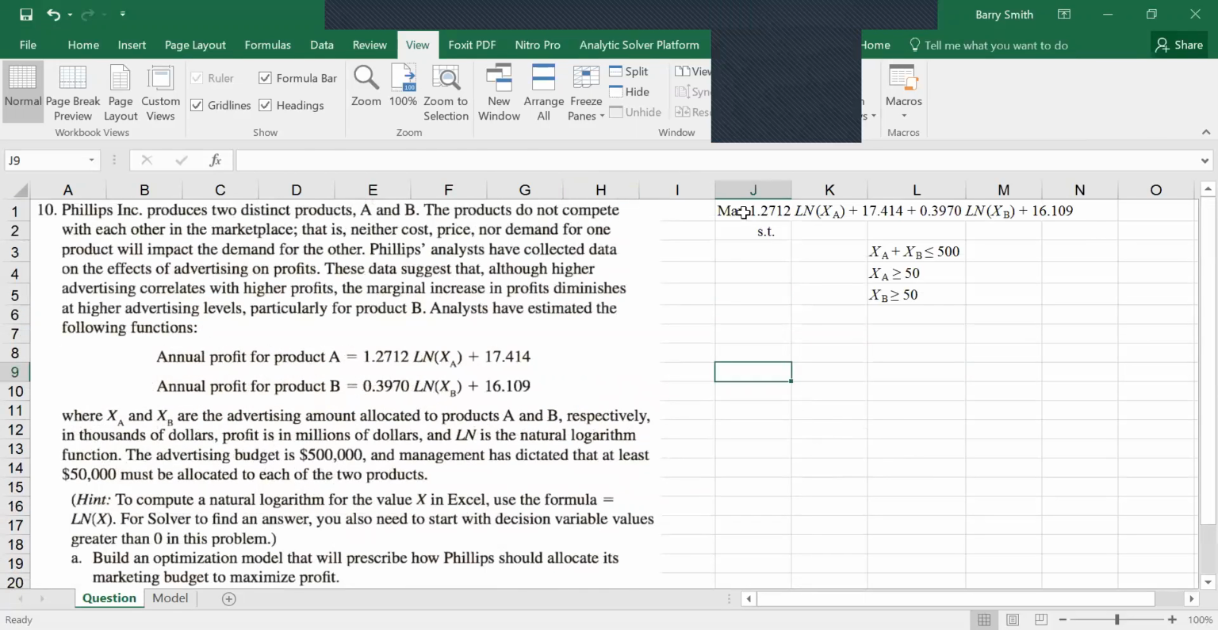So first of all, we want to figure out what we're going to do. We're going to maximize. And what are we going to maximize? Well, we're going to add these two profits together. So we're going to take the 1.2712 times ln of x sub A plus 17.414 and add to that the second one, 0.3970 ln of x sub B plus 16.109, and that's what we're going to look at maximizing. And such that x sub A and x sub B, the advertising amounts allocated to A and B, added together are less than or equal to $500,000. That's their budget. And x sub A and x sub B both have to be greater than or equal to $50,000. So we need to build a model with that.